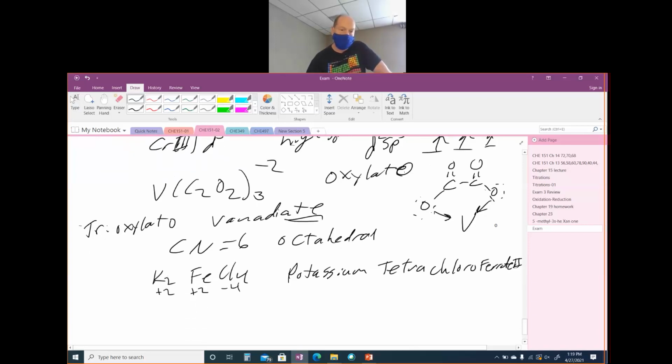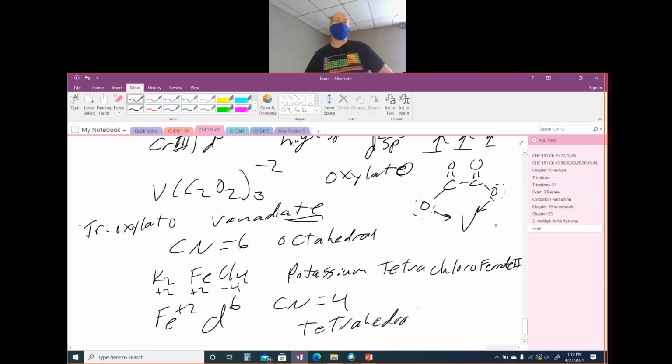And when you do iron 2+, you find iron. The number above iron is 8. That is a d6. Coordination number is 4. And so that is tetrahedral. The only time you're going to predict a coordination number 4 to be square planar is if you have a d8 and not a d6.